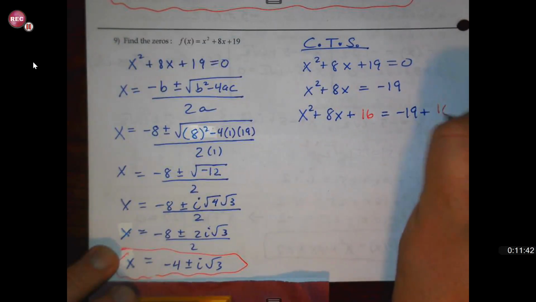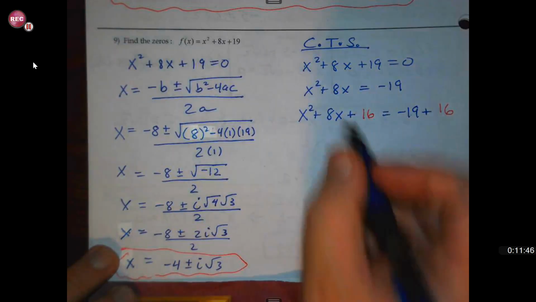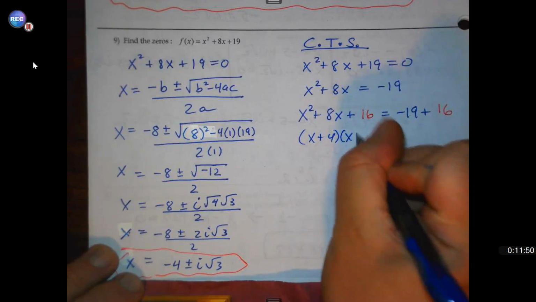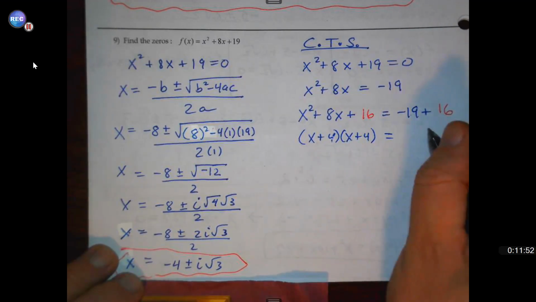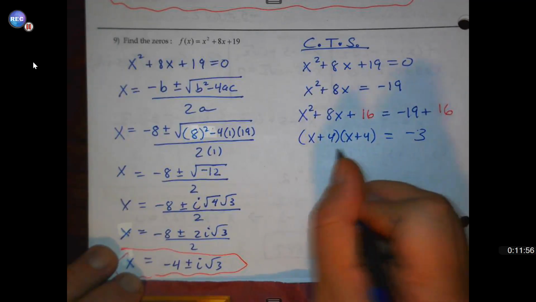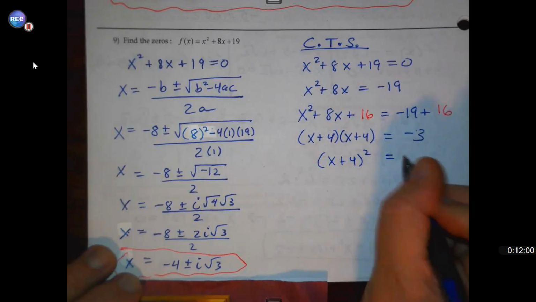And now on the left side, we have a perfect square trinomial. So that factors to x plus 4, x plus 4. So I'll write it this way first. In the same step, my right side is going to add up to negative 3. But this can be written as x plus 4 quantity squared.